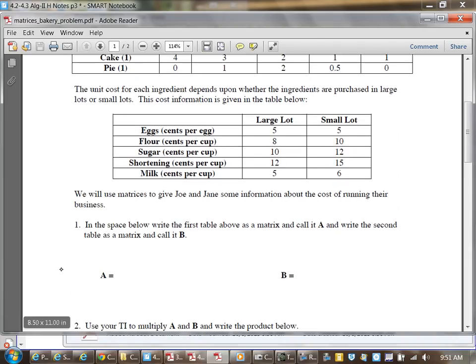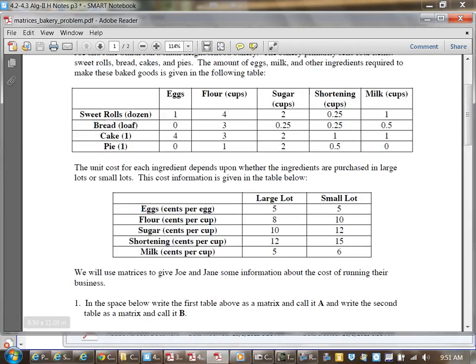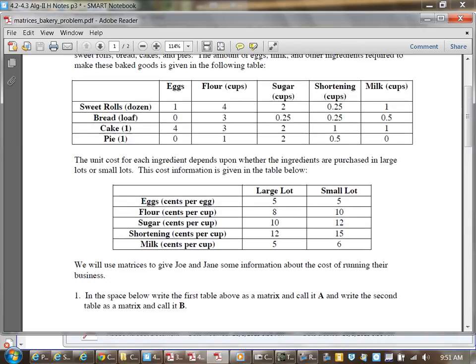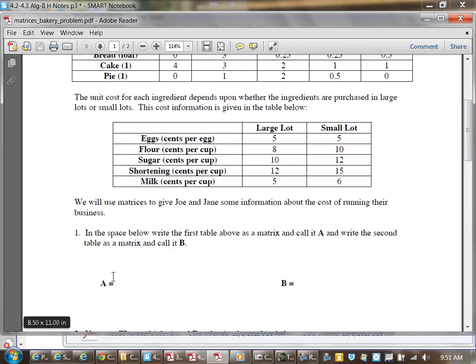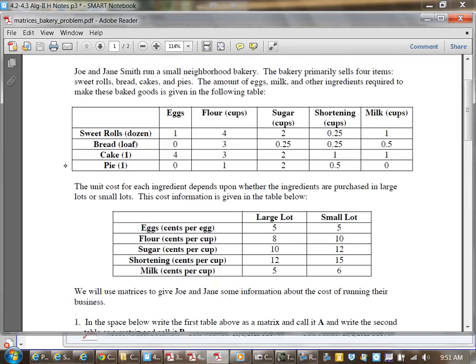Anyway, so you've got cost stuff here. What I want to do is think of this first table as table A. The second one is table B. And what I want to do is create some matrices showing what the information looks like. Now, if I'm looking at this information here, what would the dimensions of that first matrix be? How many rows and columns do we have?